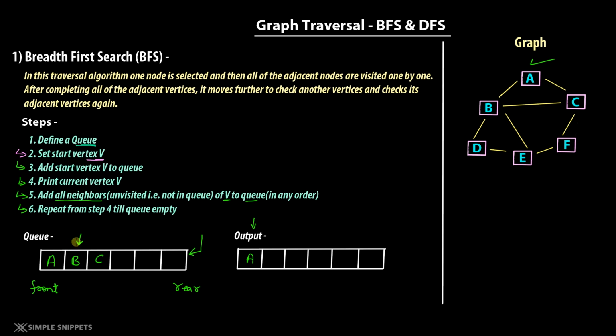So right now we are at B. This is the current vertex now. So we simply have to print B. So I'm going to print B. Step 4 is done, and step 5 again will be add all neighbors of V.